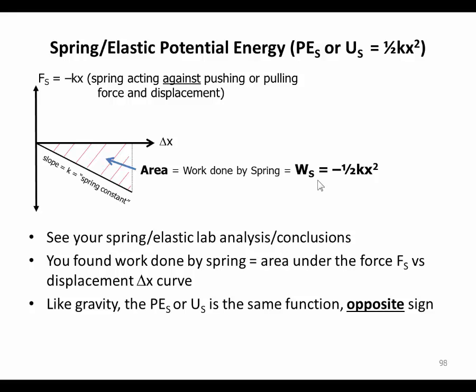In the same sense that we had before with gravity, the potential energy for the spring is opposite the sign of the work. And so we have our work done by the spring equals negative of our potential energy stored in the spring. And just remember, we use U instead of PE for some textbooks.